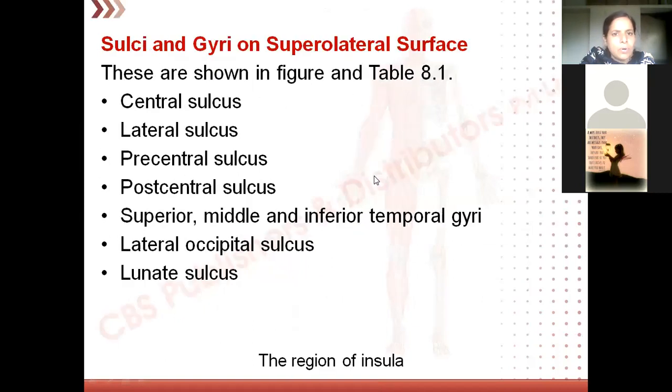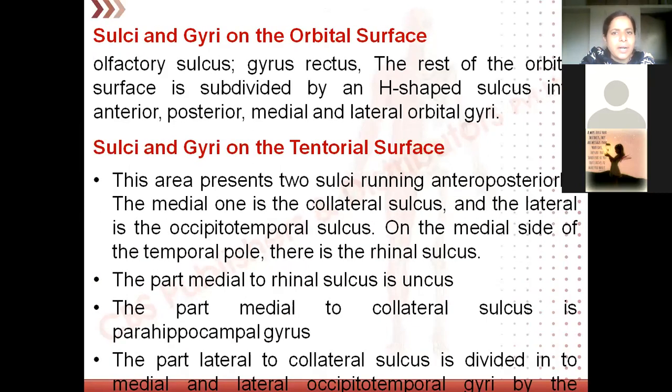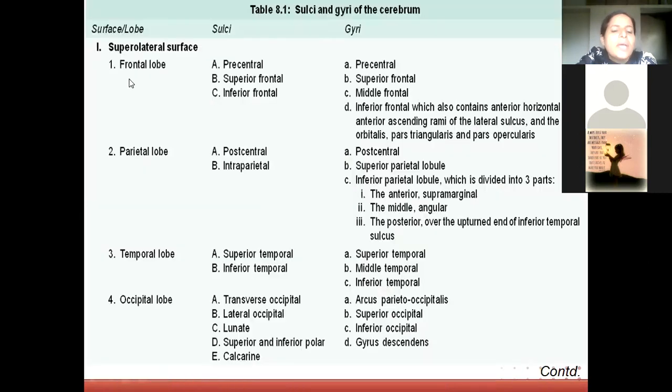Okay, Niharika, if you can share, I was looking for this table only. See, in the frontal lobe we have the central sulcus, superior frontal sulcus, inferior frontal sulcus. What are the gyri we saw? Precentral gyrus, superior frontal gyrus, middle frontal gyrus. The inferior frontal gyrus is further divided into three subdivisions by the anterior horizontal and anterior ascending ramus of the lateral sulcus. What are these? Pars orbitalis, pars triangularis, and pars opercularis.